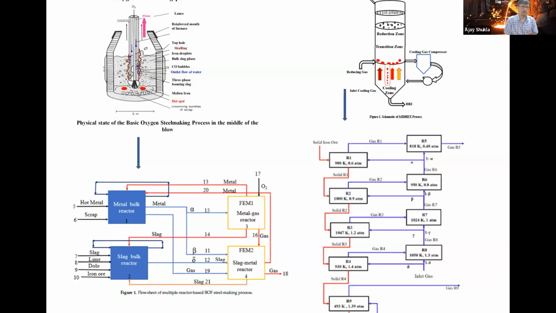Let us say I'm giving you an example of the basic oxygen steelmaking process, where there will be multiple reactors, starting from a bulk metal reactor, then a free energy minimization based reactor for the metal gas reaction, that is the hot spot zone, or the emulsion zone can be classified as a slag metal reactor, and the flow rate of the streams is governed by mass transport criteria. In a similar manner, we can define multiple reactors for the gas solid reactions for the MIDREX process as well, where the kinetics is defined as the fraction of the gases which are able to react with the solid in the equilibrium reactor, or not able to react, or being bypassed.